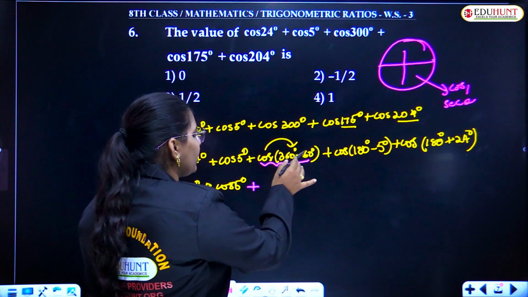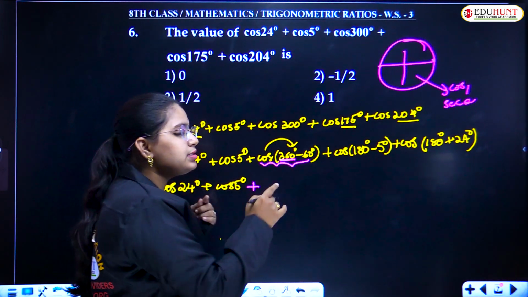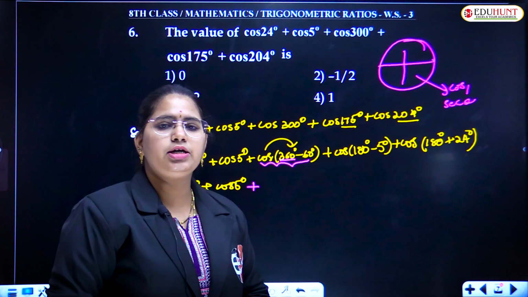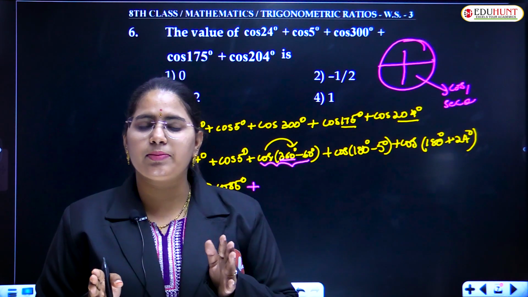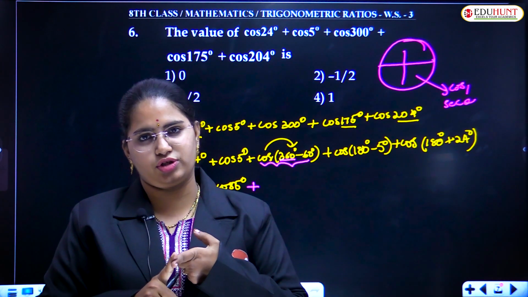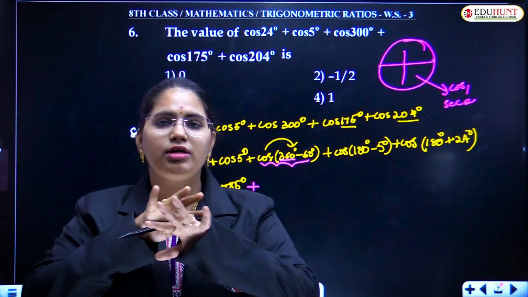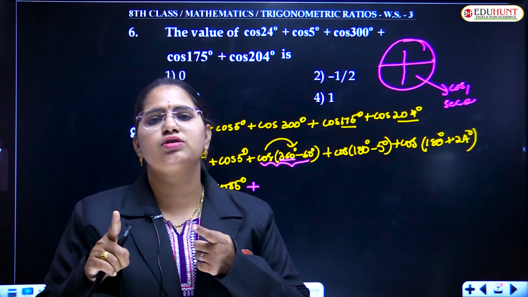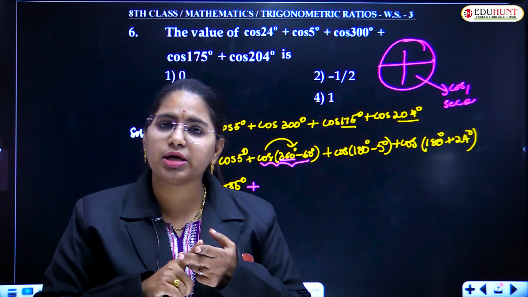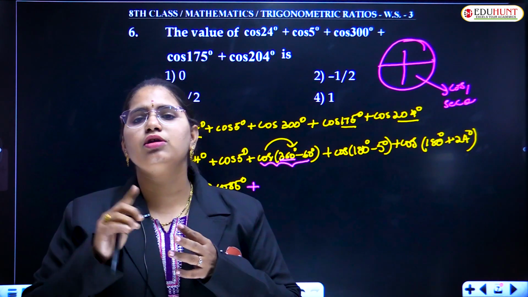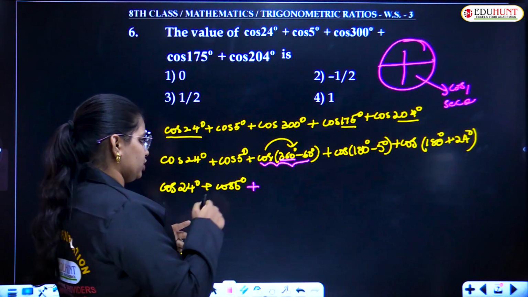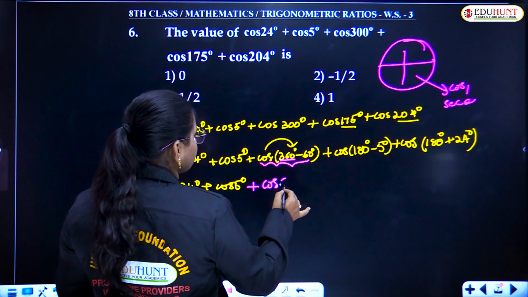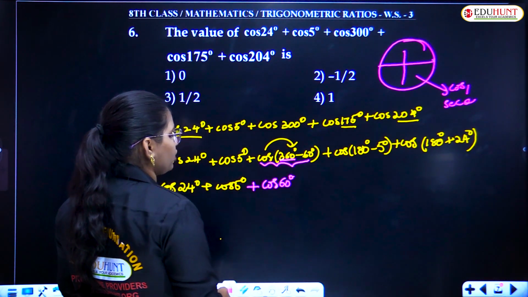Now, 360 is an even multiple of 90. If it is an even multiple of 90, the function does not change. If it is an odd multiple, you have to change the function. Since 360 is an even multiple of 90, the function should not change. So it will become cos 60.